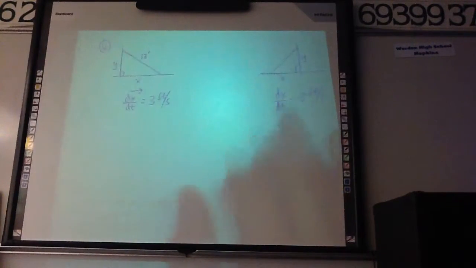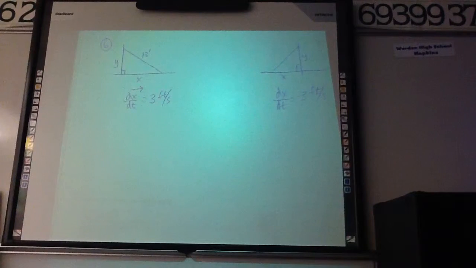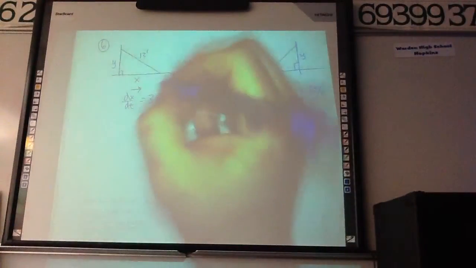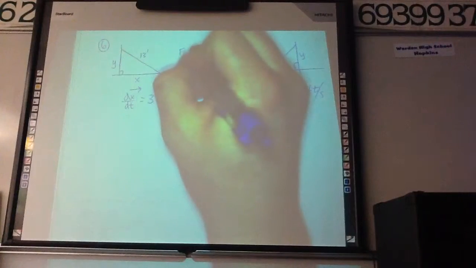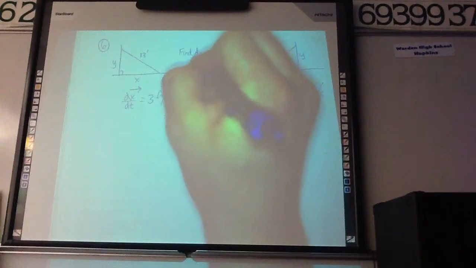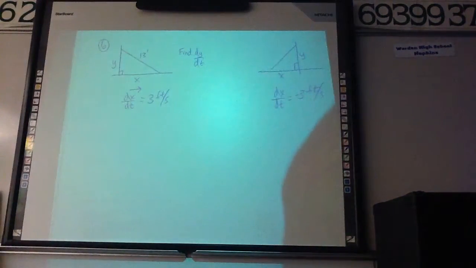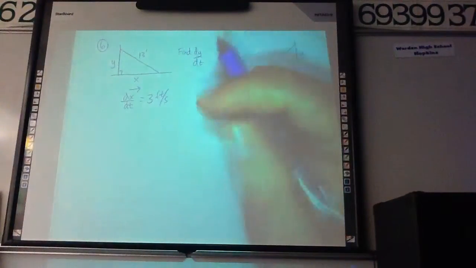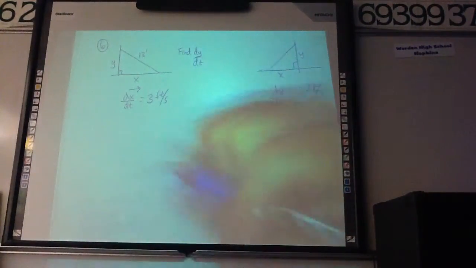So then what else do we got here? How fast is the top of the ladder sliding down the wall? So what's that tell us we're trying to find? dy/dt, the rate at which the ladder is sliding down the wall. So you also have to realize what you're solving for. You have to realize what it is they're giving you, and what you're looking for. It's not always just an answer.